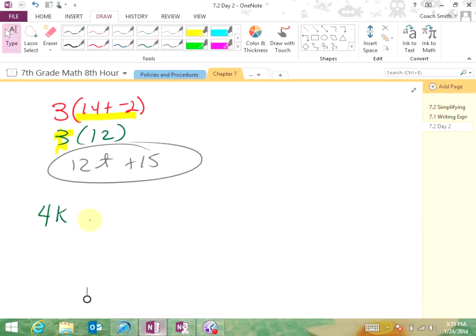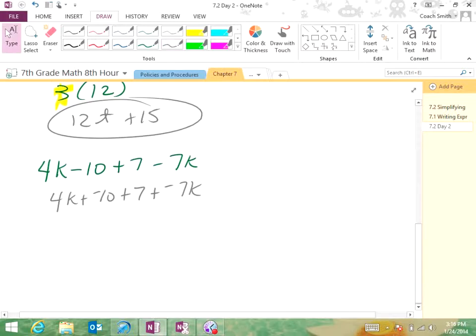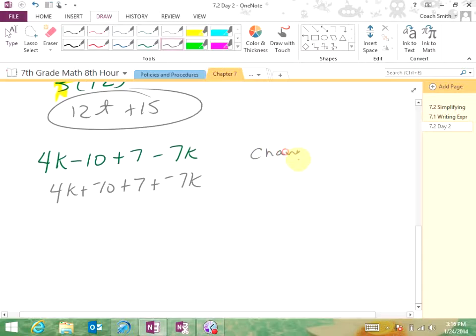4k minus 10 plus 7 minus 7k. Okay, so the first step would be to do what? Okay, so that's changing all the subtraction to addition. Now, so that was step 1.